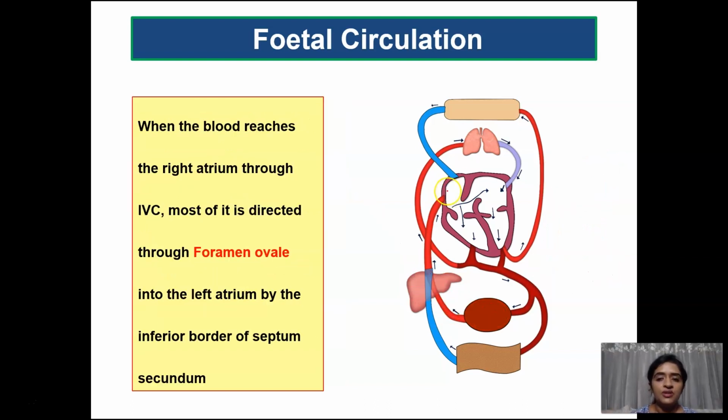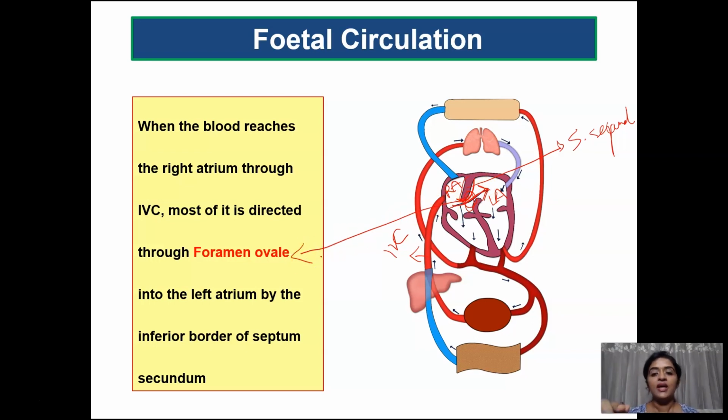Now when the blood reaches the right atrium, this is our inferior vena cava. Most of it is directed through the foramen ovale into the left atrium by the inferior border of the septum secundum. Okay, this is known as the septum secundum. So through the inferior border of the septum secundum, the blood will enter from the right atrium to the left atrium. This opening is known as the foramen ovale.